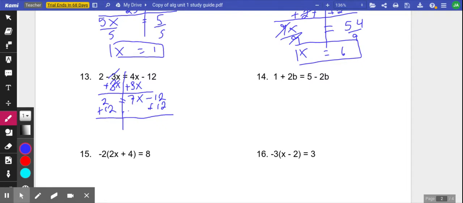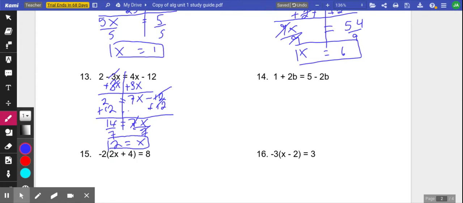So over here we have 2 plus 12, which is 14. And then over here we have 7x. Now to get the x alone, we divide by 7 on both sides. So 14 divided by 7 is 2. Over here we're just left with x. So x equals 2.